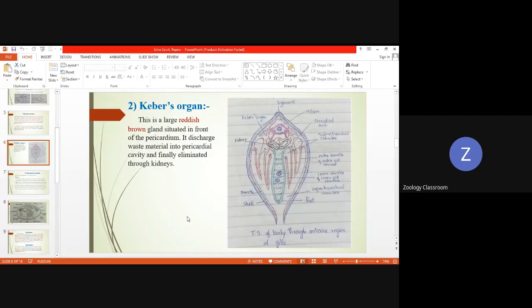So here we have completed the excretory system. We will continue with the reproductive system in the next lecture.